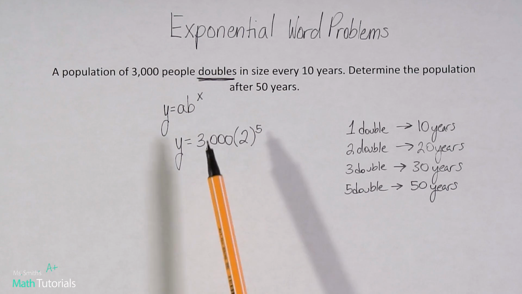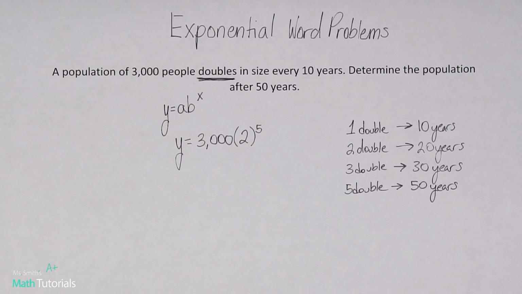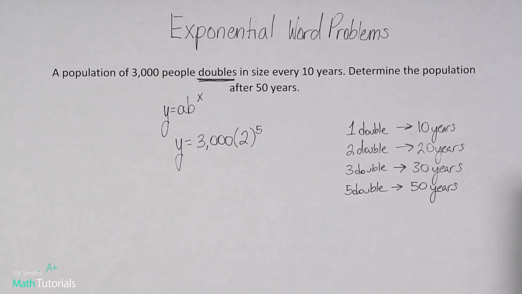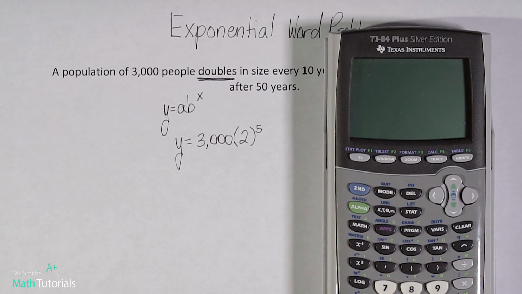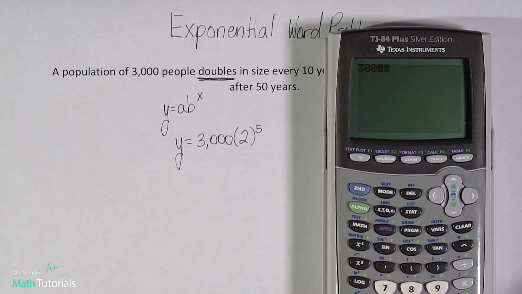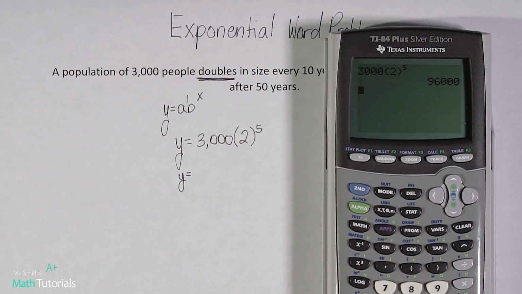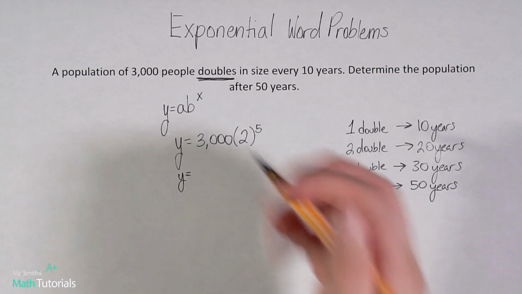Okay, so now that I've filled in my equation, I've got my A, my B, and my x value, I just put this into the calculator, and it does all the work for me. So I'm going to bring out my calculator, cut it on, and I'm going to type this in. So 3,000 times 2 to the power of 5. It gives me y equals 96,000.